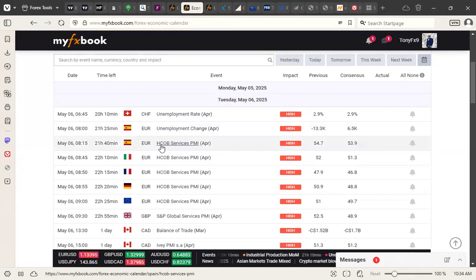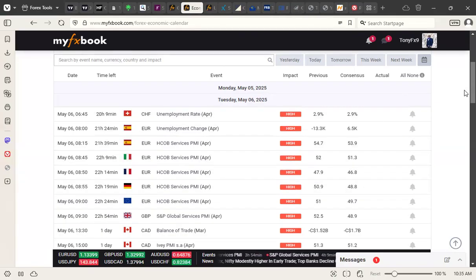Then we have the HCOB service PMI. If you see a figure higher than 53.9, it should give Euro strength. If we see a figure lower than 53.9, it should give Euro weakness. Then we have the HCOB service PMI for Spain, Italy, France, Germany, Eurozone, all of them. If you see a figure higher than each figure on the consensus, it should give Euro strength. A lower figure should give Euro weakness. But in a news event like this, I always like to wait for the last one to drop, by 9 o'clock, before I take a decision to buy or sell Euro.